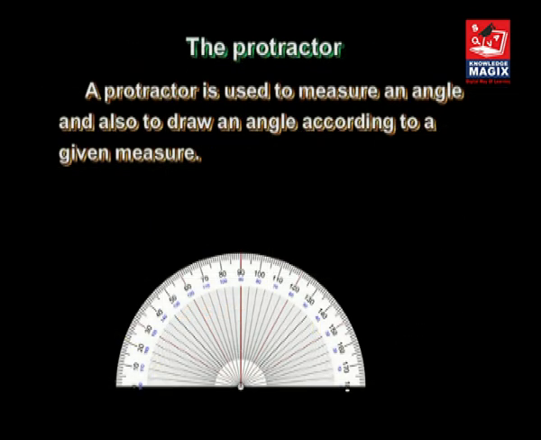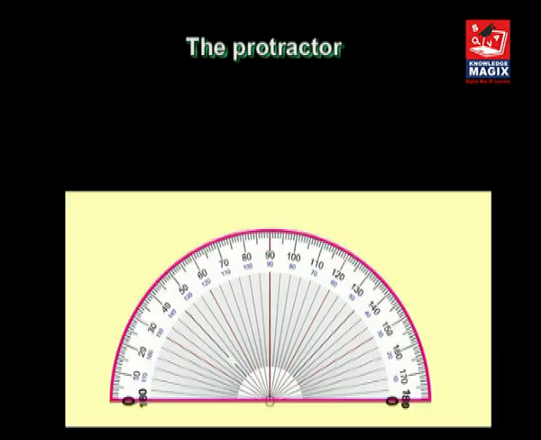Now about the protractor. A protractor is used to measure an angle and also to draw an angle according to a given measure. It is semicircular in shape. The semicircular edge of a protractor is divided into 180 equal parts. Each part is 1 degree and it is written like this. The divisions on a protractor can be marked in two ways.